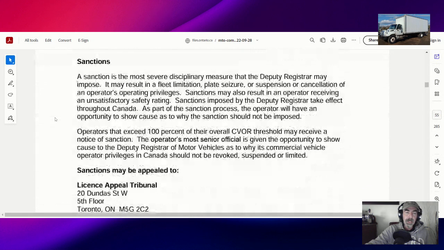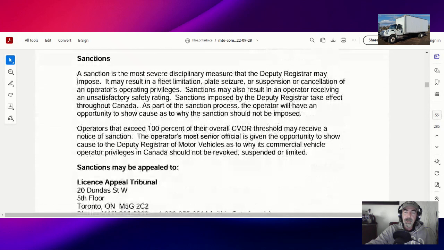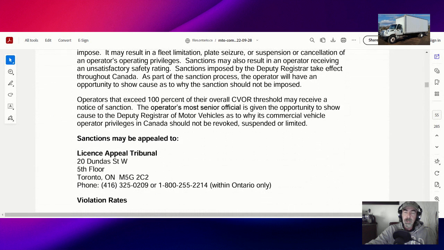Sanctions. A sanction is the most severe disciplinary measure that the deputy registrar may impose. It may result in a fleet limitation, plate seizure, or suspension or cancellation of an operator's operating privileges. Sanctions may also result in an operator receiving an unsatisfactory safety rating. Sanctions imposed by the deputy registrar take effect throughout Canada.